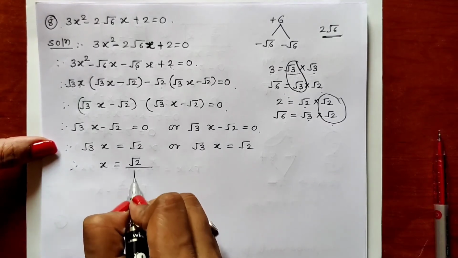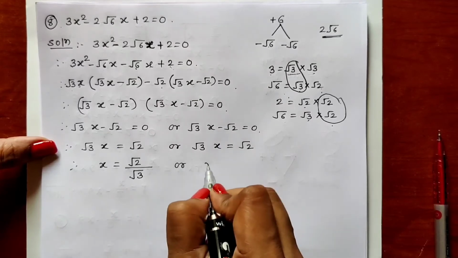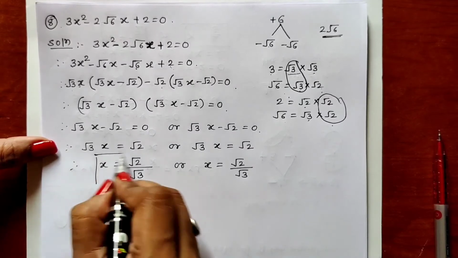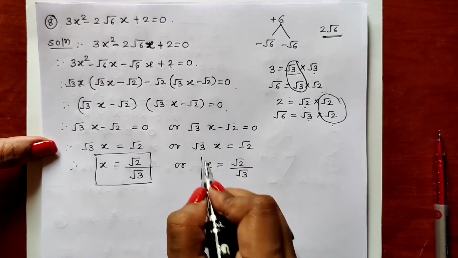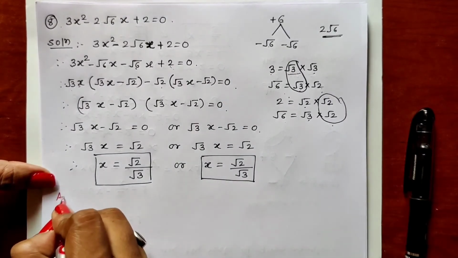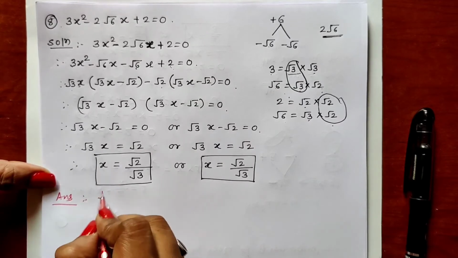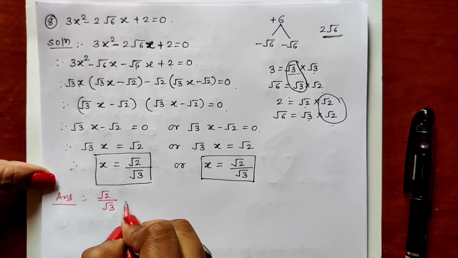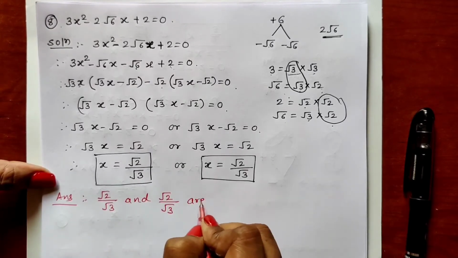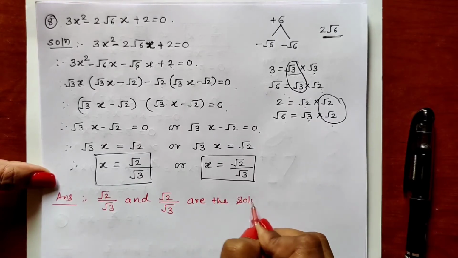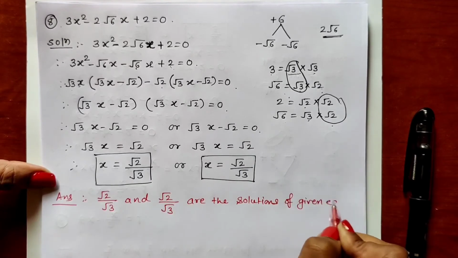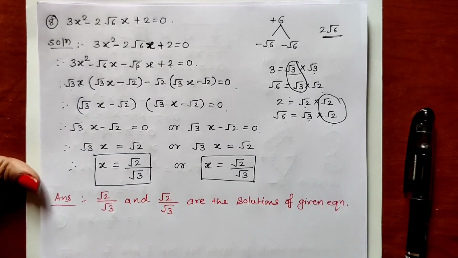And therefore x is equal to root 2 divided by root 3. This root 3 we bring on this side, it becomes divide by root 3, or same thing on this side also. So we are getting these values for variable x. And these are the roots of given equation. Therefore, answer. Okay. Now let us go on to the next sum.